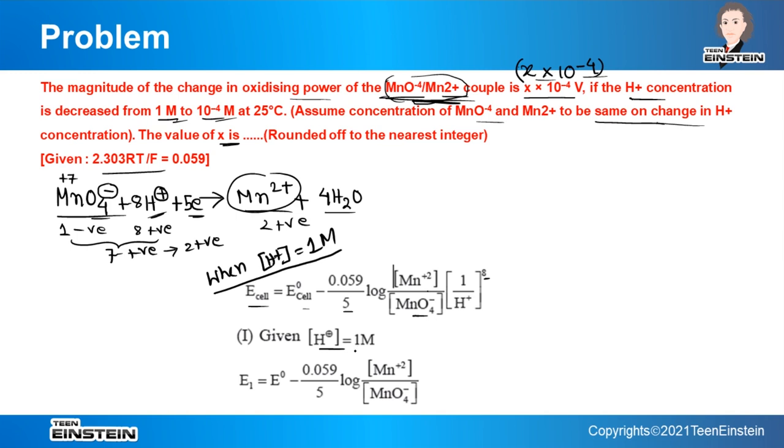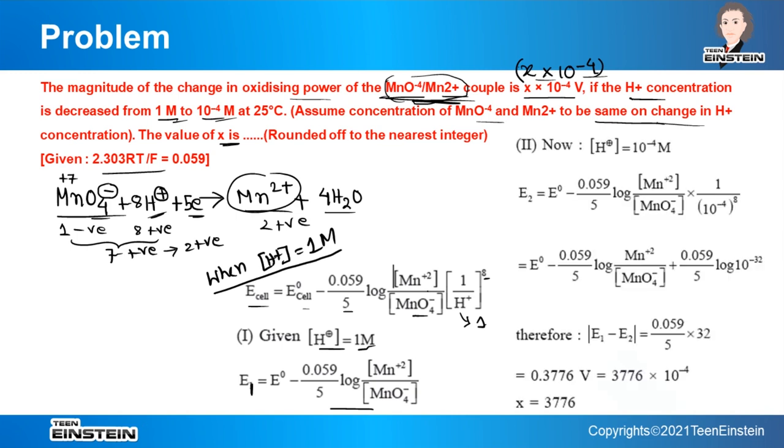So when it is 1 molar, simply it will be 1. So ultimately the equation is reduced to this form, and this is E1 because this is for the first part. And for the second part, when H plus is 10 to the power minus 4 molar, if you put in this equation 10 to the power minus 4, it will be something like this.